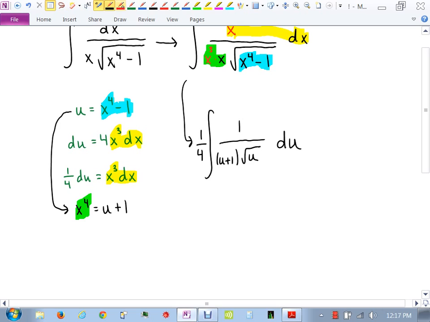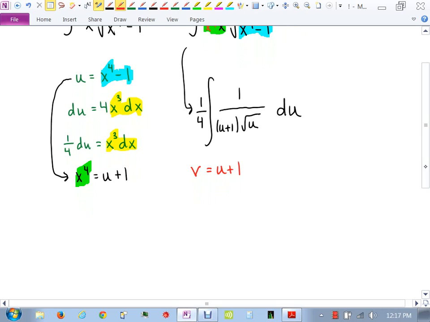All right. So what do you want to try for a substitution? You've got to pick something and its derivative. Okay, let's try this. I don't see the derivative of square root of u, though. How about u plus 1?